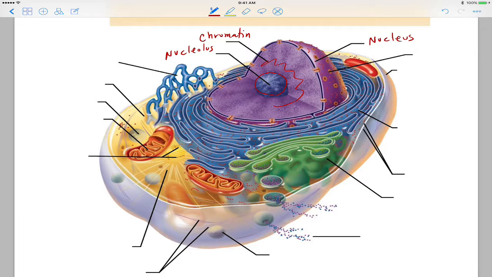So you'll find that in a working nucleus, you'll see a lot of this chromatin. When cells are dividing, when they're going through mitosis, or in the case of gametes going through meiosis, this chromatin will be condensed into chromosomes.